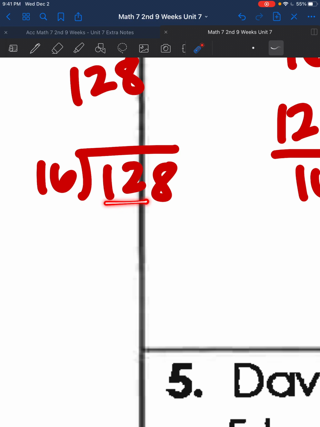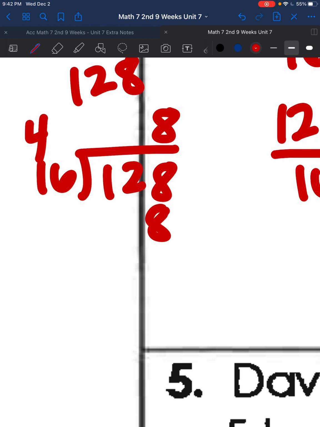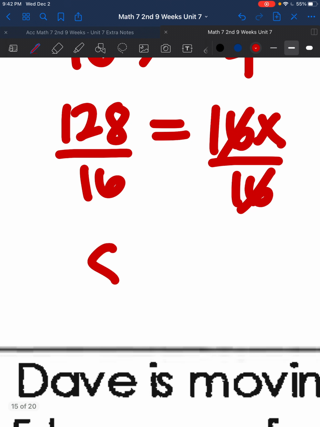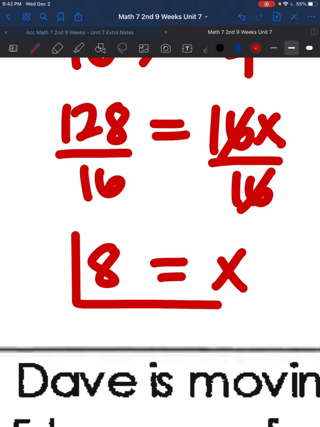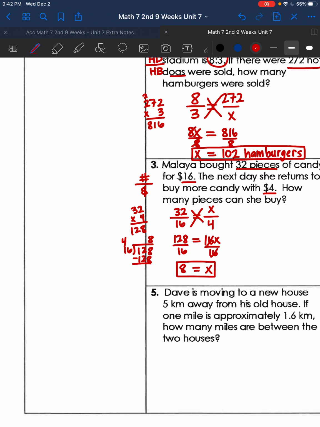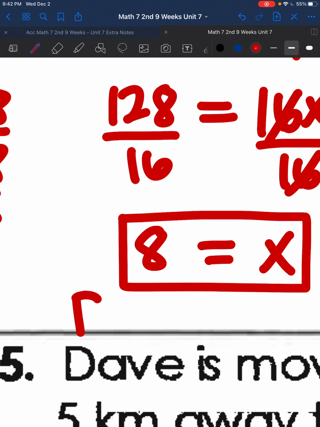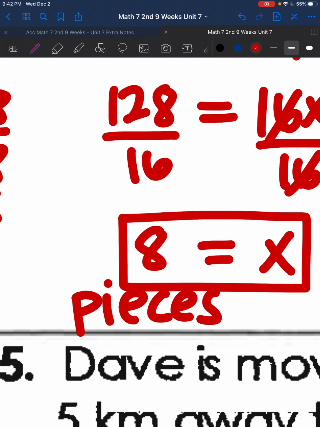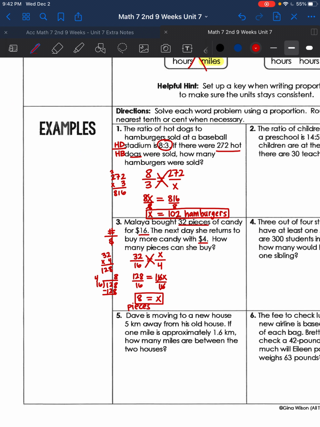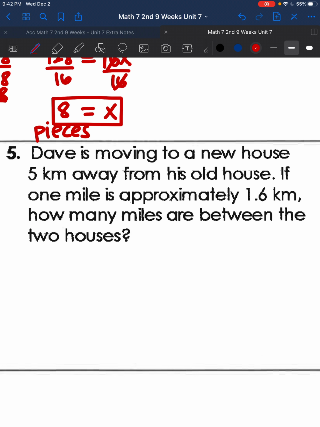And I'm not sure this off the top of my head, so 16 goes into 128. Well, 16 is too big to go into 12, so I have to consider it going into 128. And I know that 6 times 8 is 48, so I'm going to start with 8. 6 times 8 is 48, so I put down my 8, carry my 4. 8 times 1 is 8, plus 4 is 12. So 128, I get no remainder. So I know that 8 equals X. So how many pieces of candy can she buy? 8 pieces.